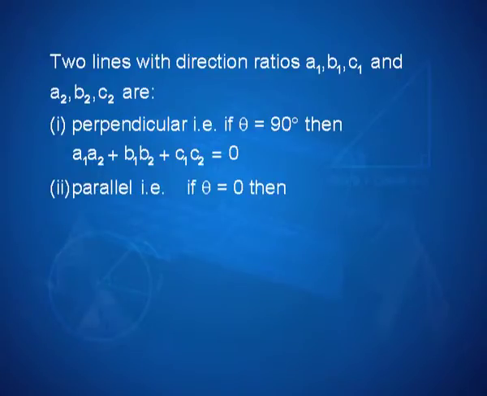If two lines are parallel, then the angle must be 0, and therefore, the direction cosines or direction numbers of those two vectors must be proportional, and in this case therefore a1 by a2 must be equal to b1 by b2 equal to c1 by c2. These two results will be in use as we go along learning more on lines. Let us take a question which consolidates all that you have learned today.